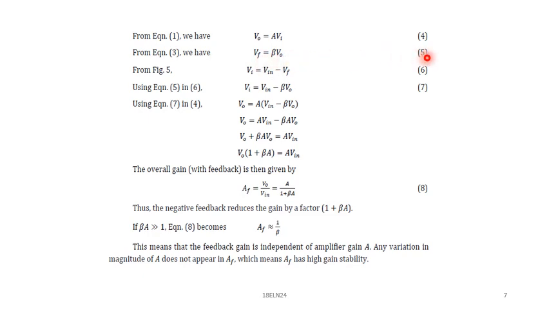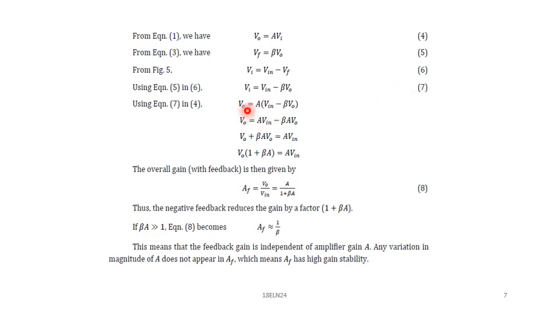Write it as 5. And from the figure, you can observe that the input voltage applied to the basic amplifier is given by Vin minus Vf. So there will be a difference between the two voltages. The Vin is the source voltage and Vf is the feedback voltage. So that is equal to Vi. Now from equation 5, Vf is beta into V0, so I'll write Vi equal to Vin minus beta into V0. Now I'll name this equation as 7.